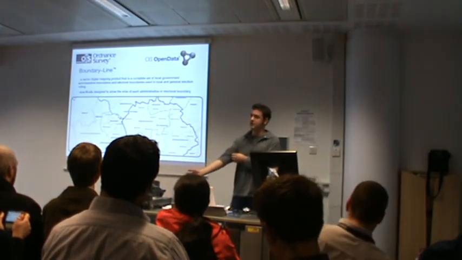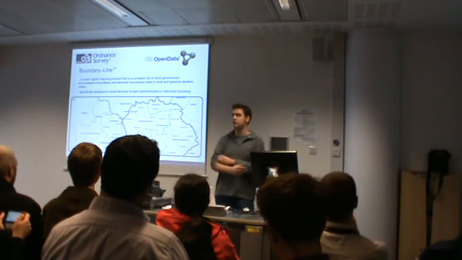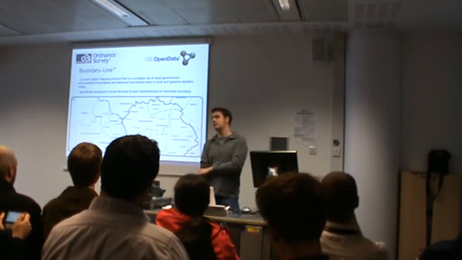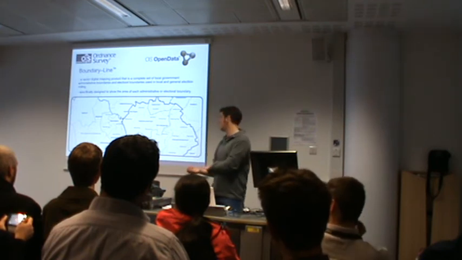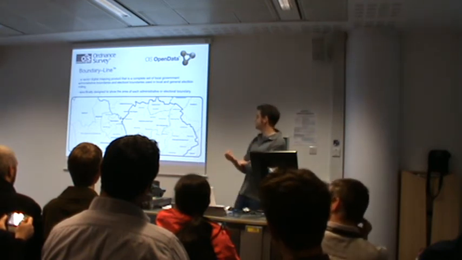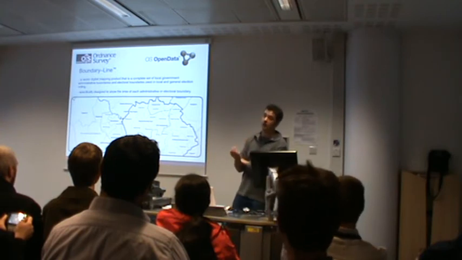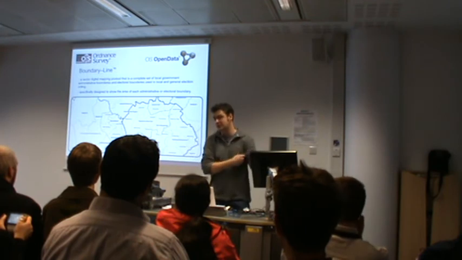The Boundary Line data set is a key one to be used in conjunction with a bunch of government data sets that you'll find on data.gov, because obviously it enables you to do thematic mapping. We've seen some very interesting examples of people using Boundary Line to create thematic maps of government data, or indeed their own data.